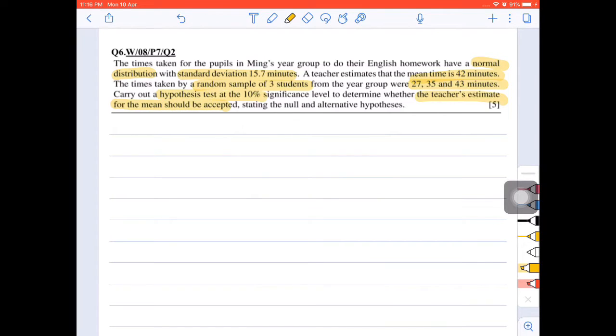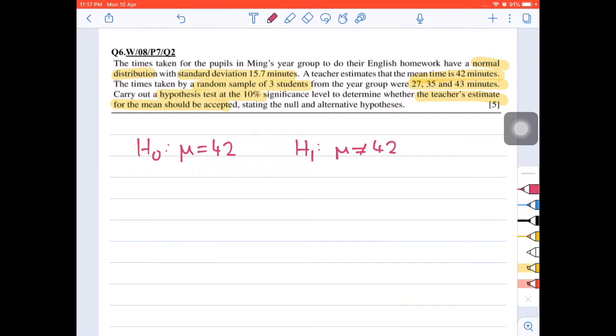Okay, so first I'll state the hypotheses. The null hypothesis: the teacher estimates that the mean time is 42 minutes, so the null hypothesis is mu equals 42. And then it's testing whether the teacher's estimate for the mean should be accepted. So the alternate hypothesis could be either greater than or less than. So we have a two-tailed test over here, that is mu not equal to 42.